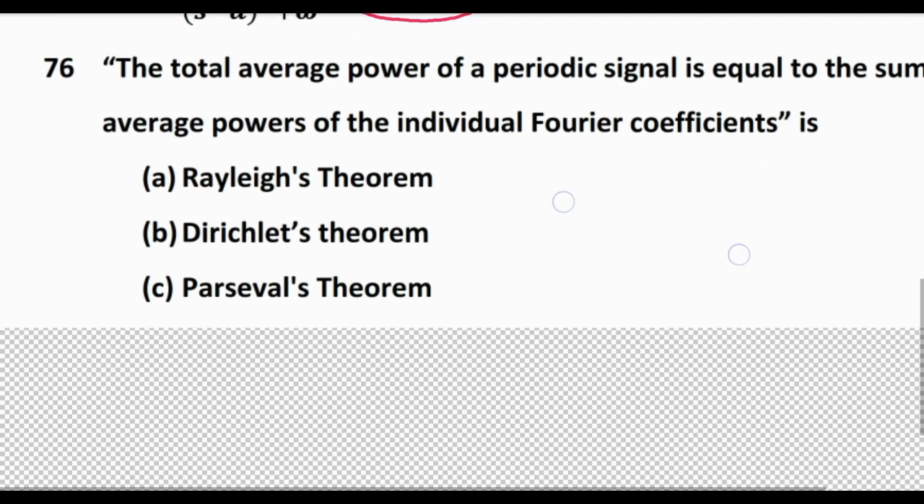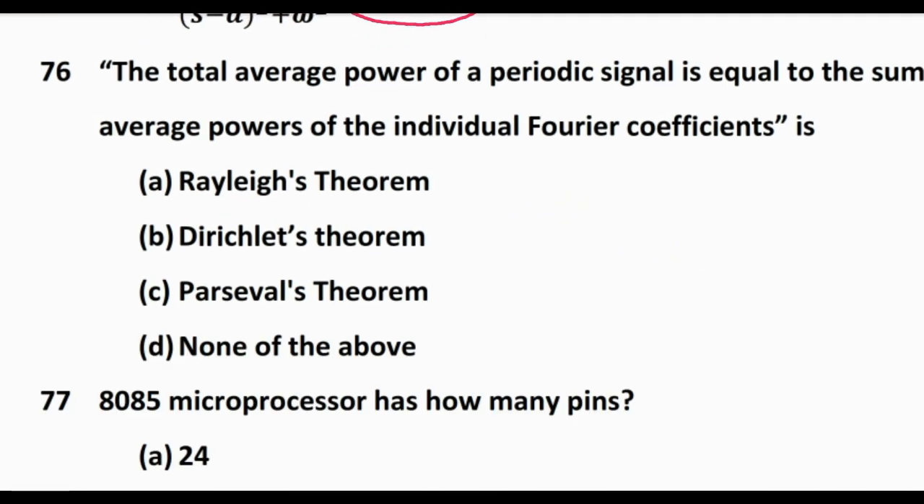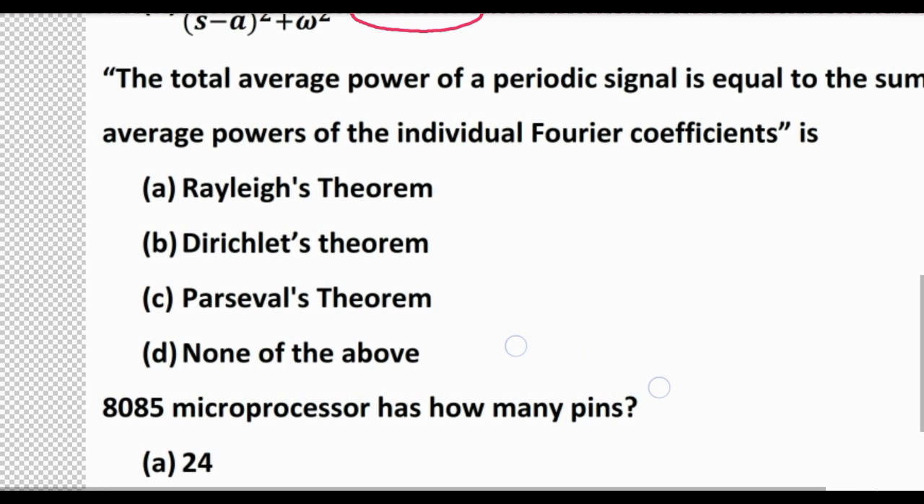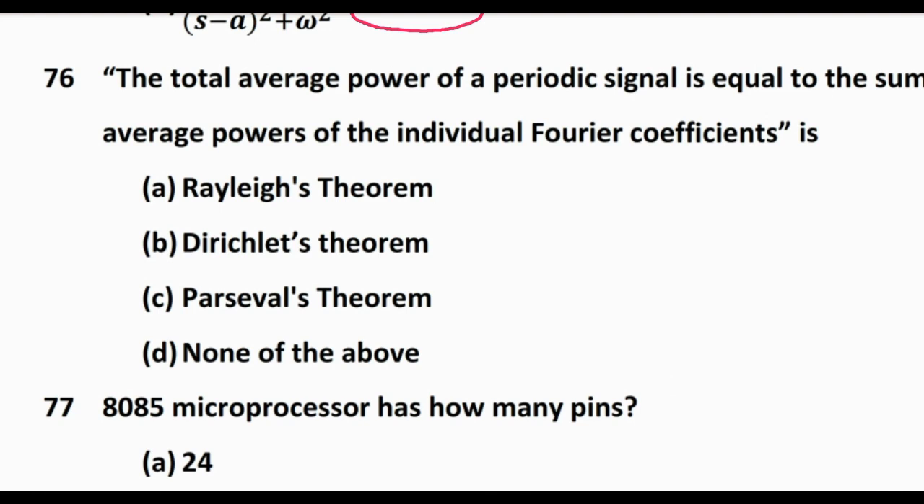Next question is, the total average power of a periodic signal is equal to the sum of average powers of individual Fourier coefficients. Which theorem is this? This is Parseval's theorem. This is Parseval's theorem.